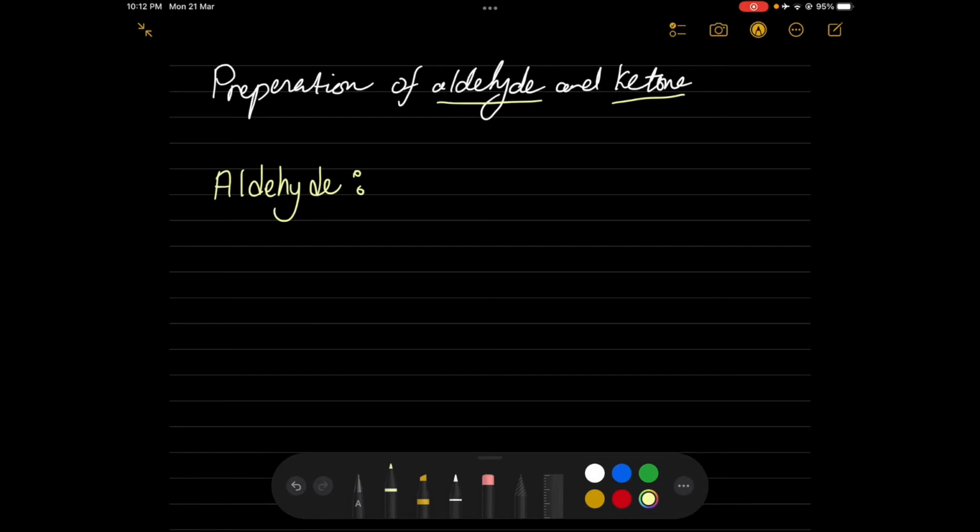Today's lesson is about how to prepare aldehydes and ketones chemically in the science lab. The first thing to keep in mind, we're going to start with aldehydes for sure. Aldehydes are made by oxidation of primary alcohols.